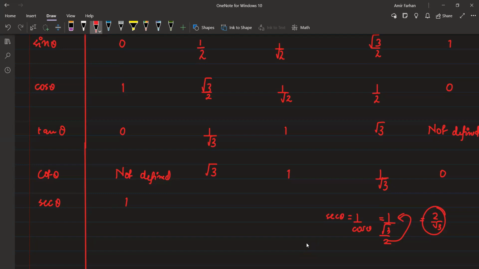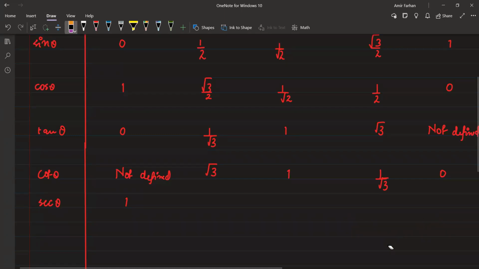If you understand this table, you will not get stuck in any of the questions which are coming in the coming exercises and the board exams as well. Clear? Did you understand this? Okay, very good.